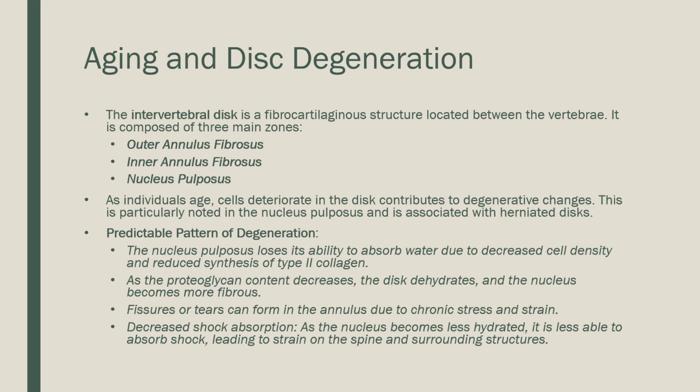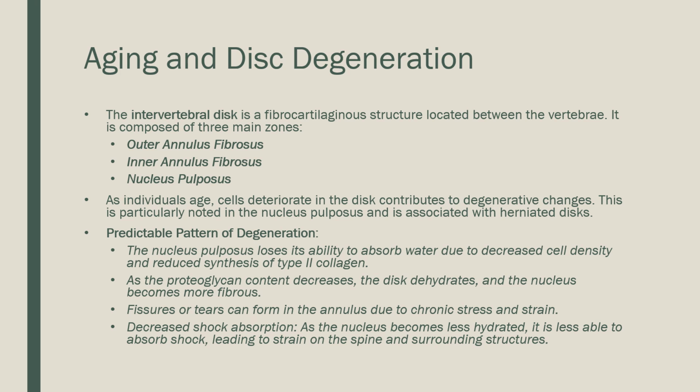The disc itself is largely avascular. Nutrition is provided through diffusion and convection from the surrounding tissues, especially the vertebral end plates. While the nucleus has no nerve supply, the outer third of the annulus fibrosus is innervated, which can be a source of pain, especially in cases of chronic low back pain.